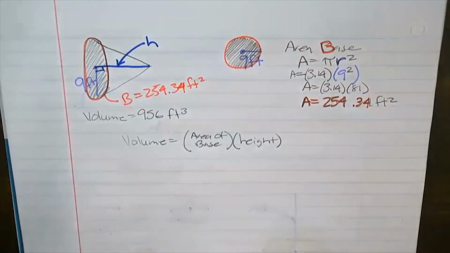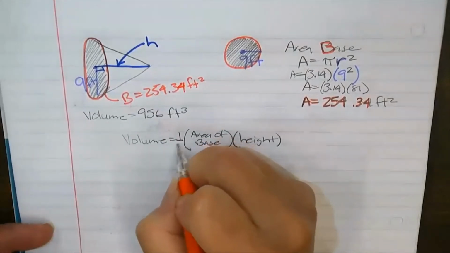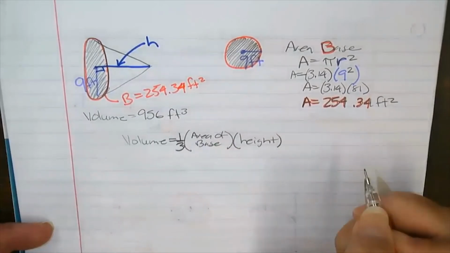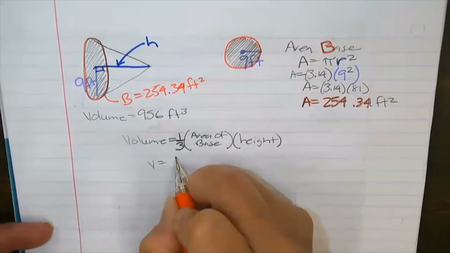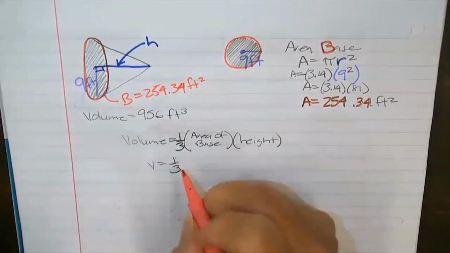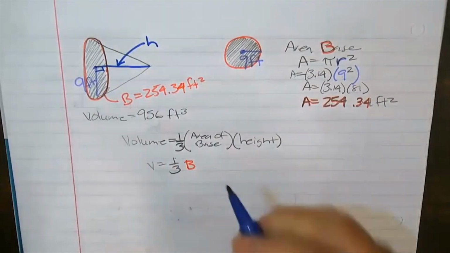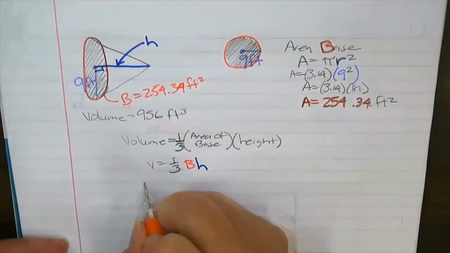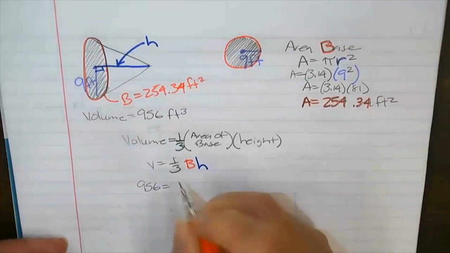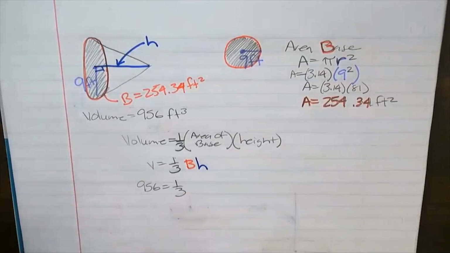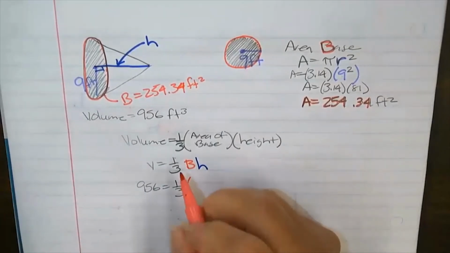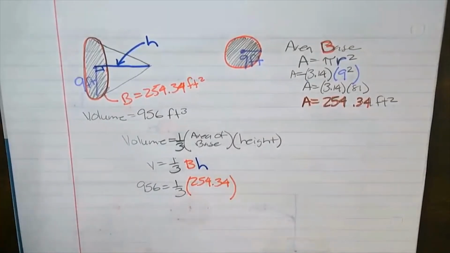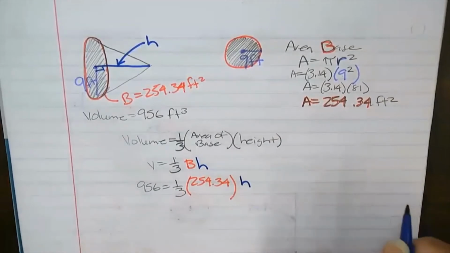Okay, now I have what I need to substitute. Volume is equal to 1/3 the area of the base times the height. So volume is equal to 1/3 my base times my height. So I have my volume, 956, is equal to 1/3. I have the base, 254.34, and we're looking for my height.